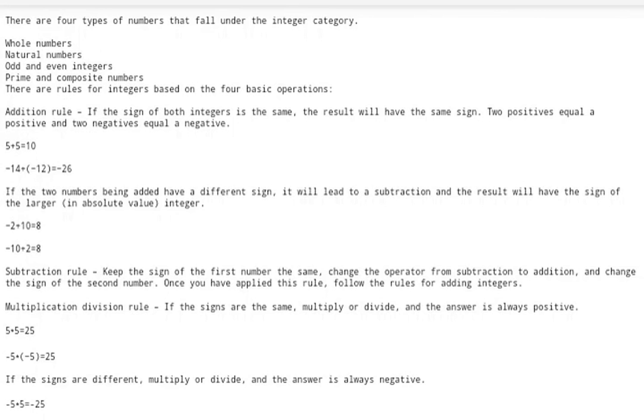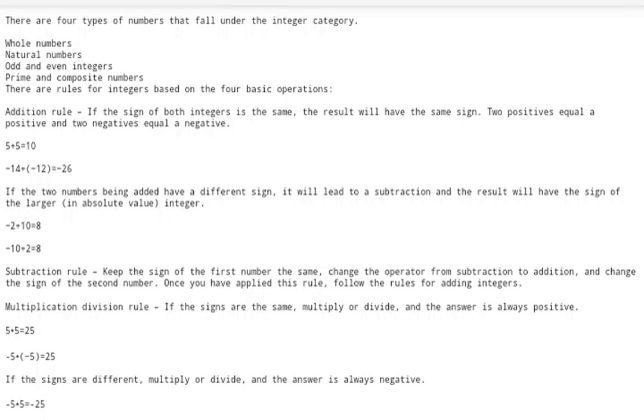There are 5 properties that integers fit into. The first 4 are the same as natural numbers, and the last one is the identity property. The first 4 are the associative property, closure property, commutative property, and distributive property. The last one is the identity property.